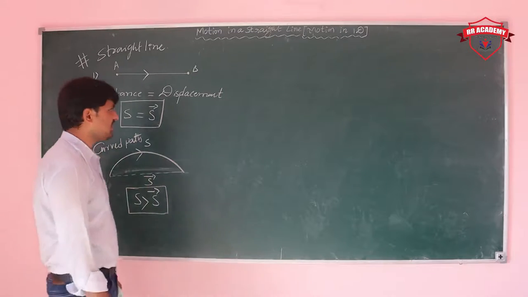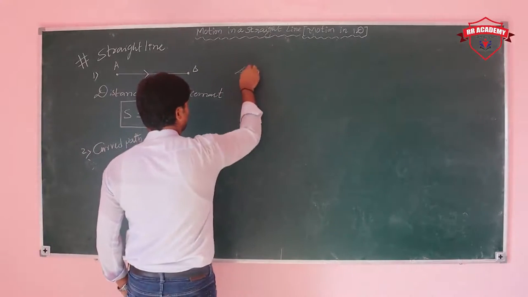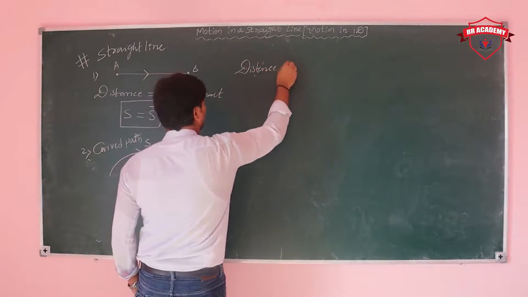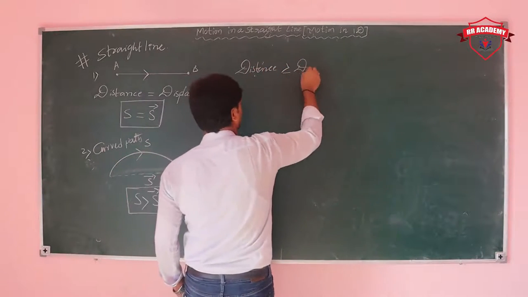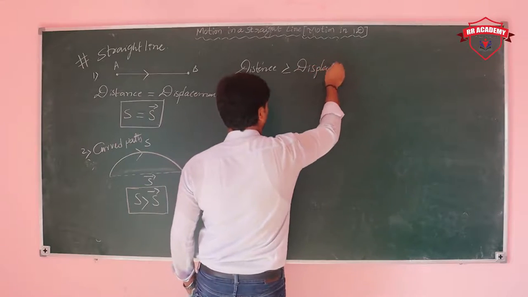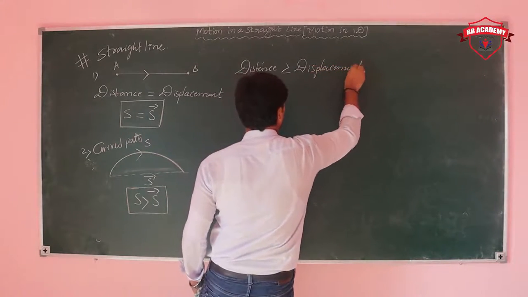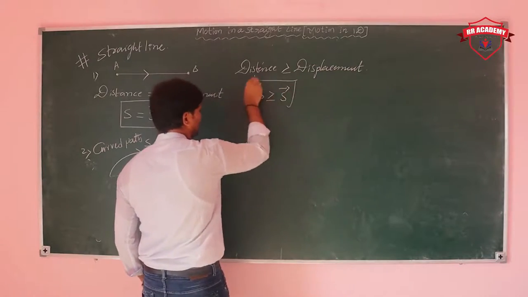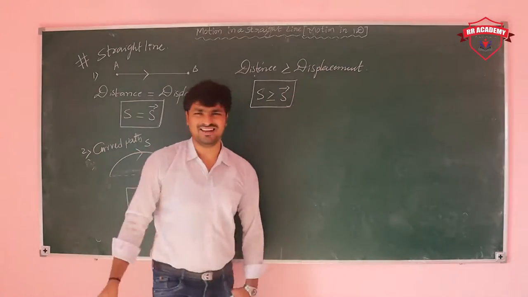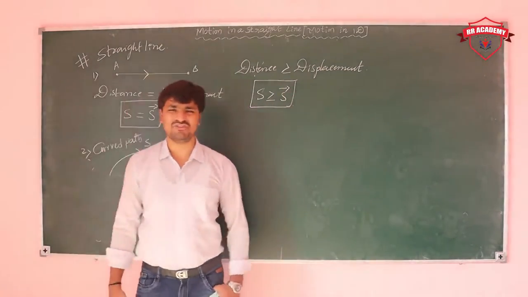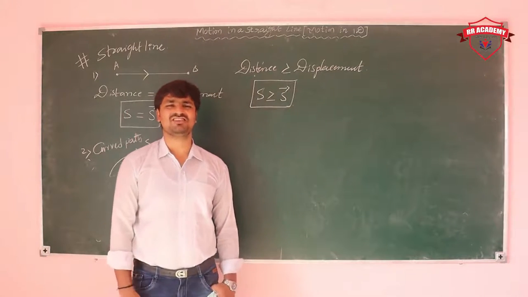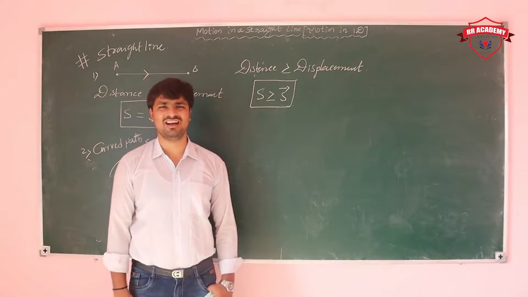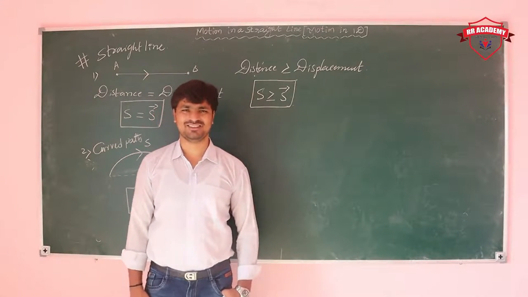Finally, what we can say is that whatever it is, the distance is always greater than or equal to displacement. If it is a straight line, distance is equal to displacement. If it is a curved path, distance is greater than displacement.